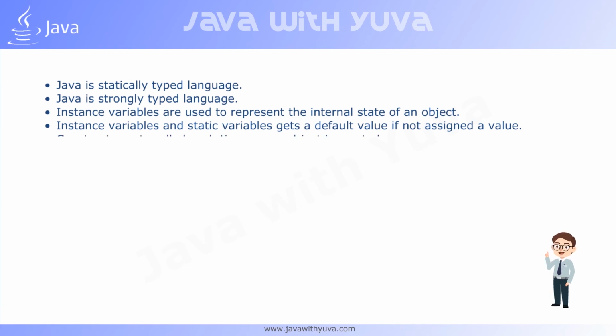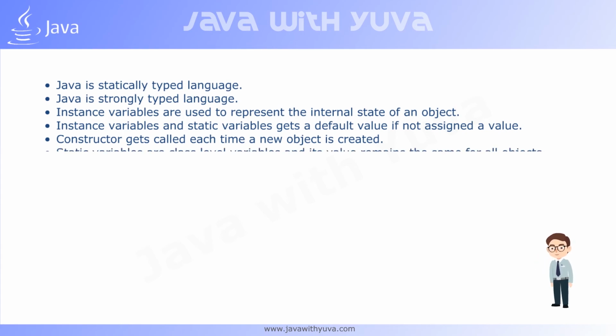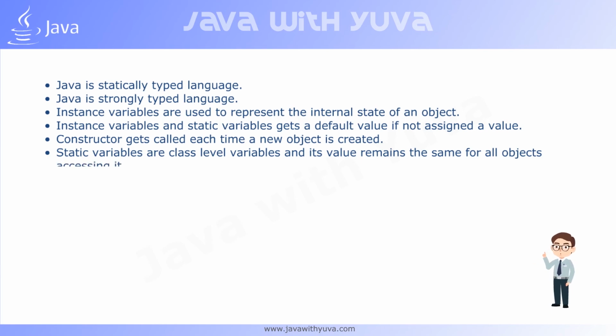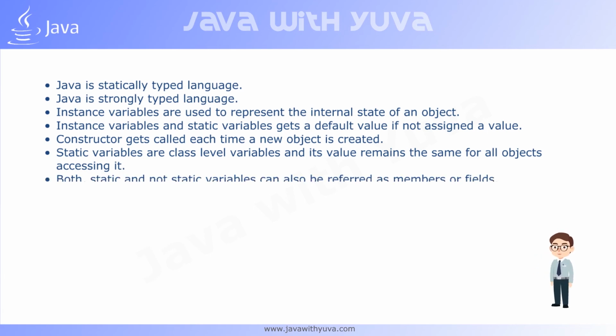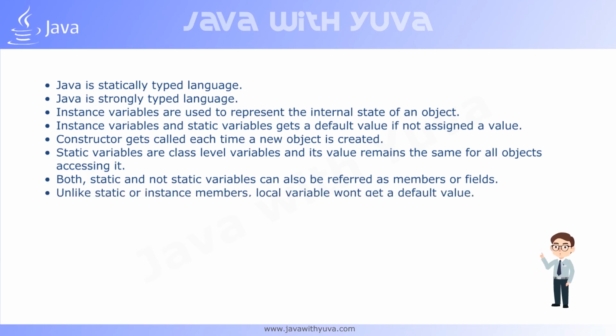Instance variables are used to represent the internal state of an object. Each object will have its own copy of instance variables. All instance variables get a default value if not assigned a value. Constructor gets called each time a new object is created. Static variables are class-level variables and its value remains the same for all objects accessing it. Both static and non-static variables can also be referred to as members or fields.